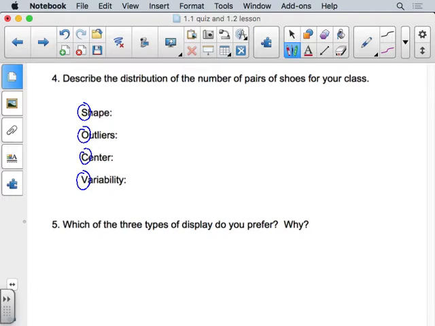SOCV, that's what we need for a full interpretation. If I was asked to interpret the data from this, I would need to talk about the shape of my data, the outliers in my data, the center of my data, and the variability in my data. So let's come up with what y'all already know. If I'm trying to describe the shape of this dot plot, stem plot, or histogram, what are some things that we can use to describe the shapes of data?